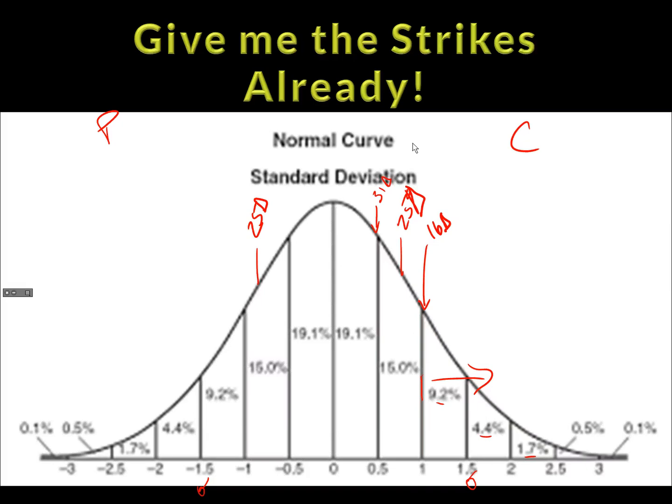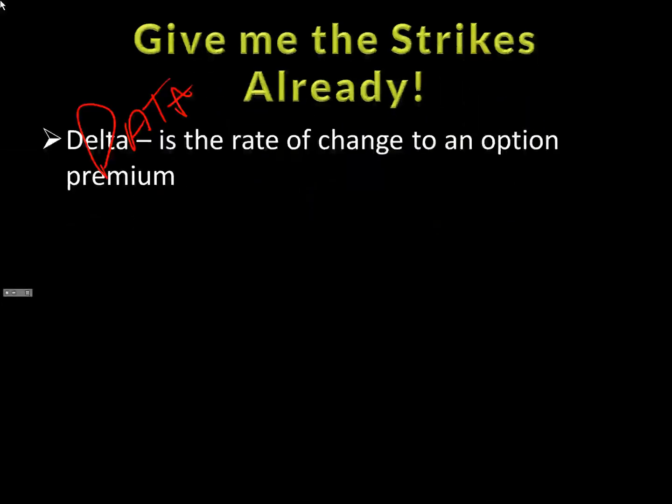Because if I'm long 100 shares of stock, that's 100 deltas, folks, right? Delta tells us the rate of change in an option's premium, and it also tells us the rate of change in the position's value. So if I'm long 100 deltas of stock, that means I'm long 100 shares of that stock, right? For every dollar move higher in the underlying, I gain $1, all right?